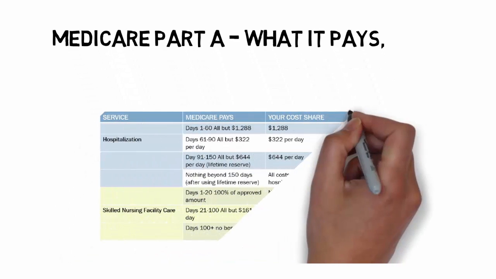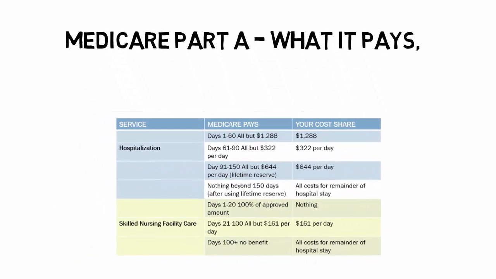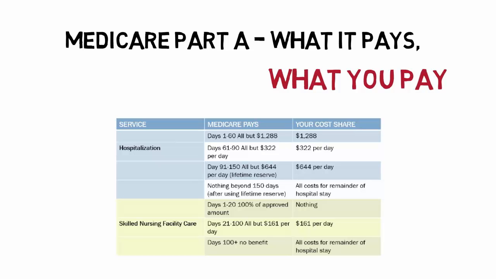To make it easy, I'll go over what you have to pay. For the first 60 days in the hospital, you have to pay a $1,288 deductible. Then for days 61 through 90, you have to pay a $322 copay per day that you're in the hospital. Then for days 91 through 150, you have to pay $644 per day. Then you would pay everything beyond 150 days out of pocket.